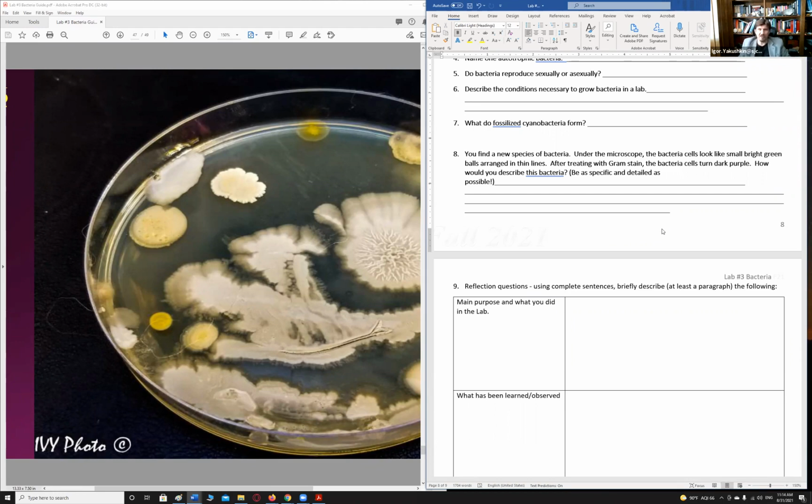And number 8, you find a new species of bacteria under the microscope. Bacteria cells look like small, bright green balls arranged in a thin line. After treating with a Gram staining, the bacteria cells turn dark purple. How do you describe the bacteria? Be as specific as possible. The shape, gram positive, gram negative, or anything like that. That's up to you.